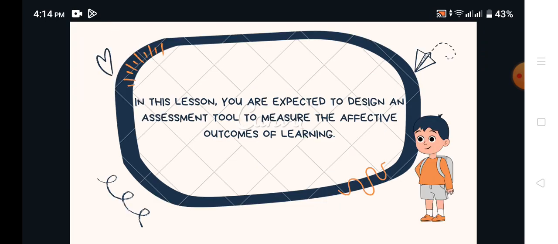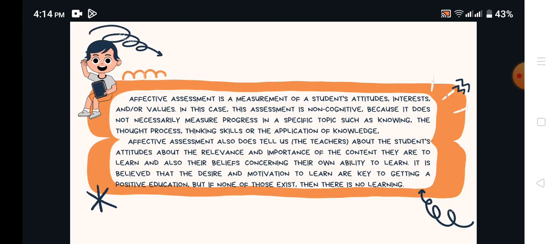So in this lesson, students are expected to design an assessment tool to measure the affective outcomes of learning. Affective assessment is a measurement of a student's attitudes, interests, and/or values. In this case, this assessment is non-cognitive because it does not necessarily measure progress in a specific topic such as knowing, the thought process, thinking skills, or the application of knowledge.